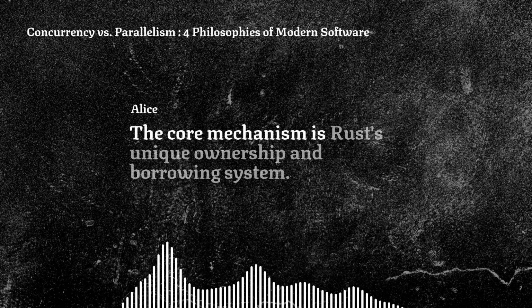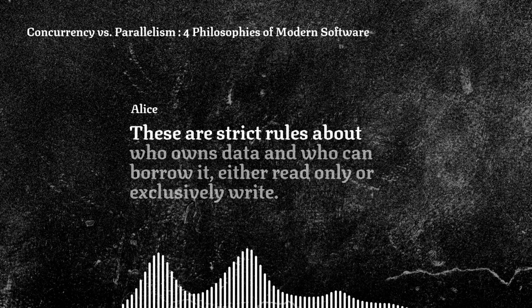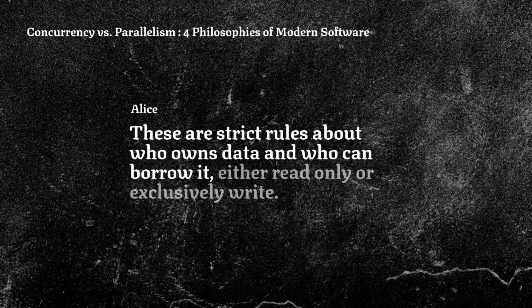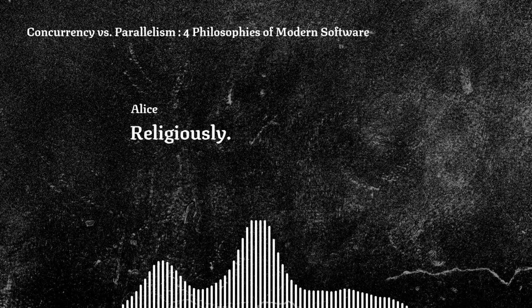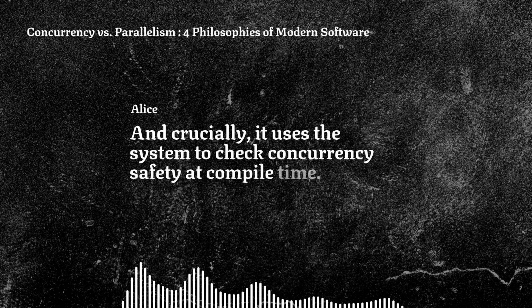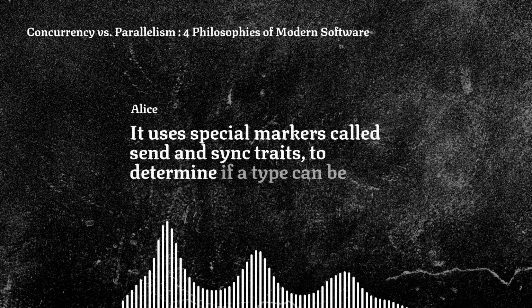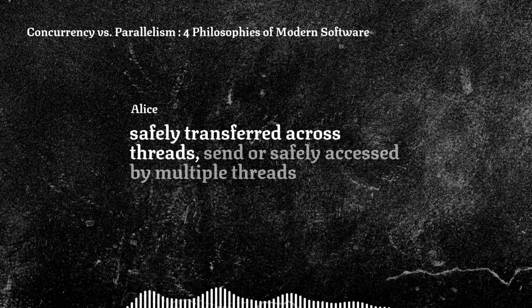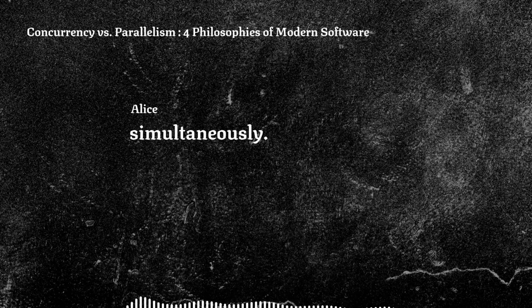The core mechanism is Rust's unique ownership and borrowing system. These are strict rules about who owns data and who can borrow it, either read-only or exclusively write. And the compiler enforces these rules. Religiously. And crucially, it uses the system to check concurrency safety at compile time. It uses special markers called Send and Sync traits to determine if a type can be safely transferred across threads, Send, or safely accessed by multiple threads simultaneously, Sync.